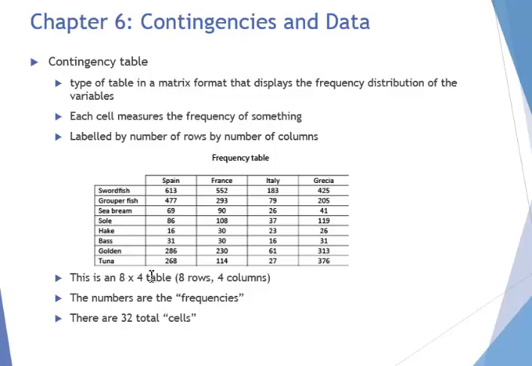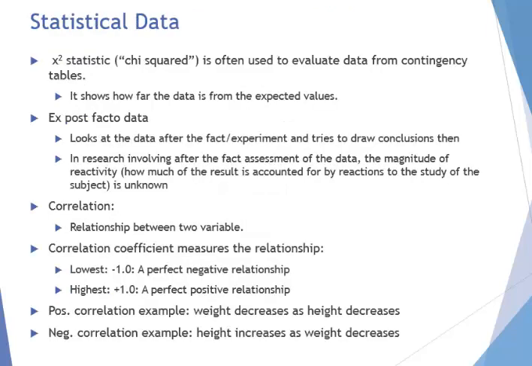What is important is to know that this is an 8 by 4 table, because there are 8 rows and 4 columns across the top. These numbers are frequencies, the frequency of whatever they represent, and there are 32 total cells, 32 total numbers in here. So this means 30 bass in France and 27 tuna in Italy. Again, it doesn't matter exactly what those represent. The point is this is a type of contingency table that shows you how often they occur for each event.